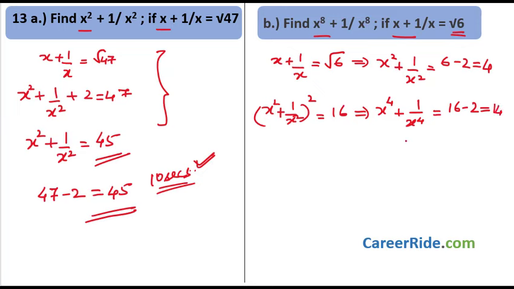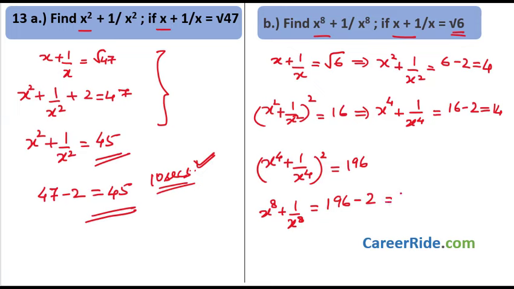But I have to reach where? I have to reach x to the power 8. So what would I do? I would square it once more, right? Let me square it. 14 square is 196, and what does the answer come out to be? x to the power 8 plus 1 upon x to the power 8 is equal to 196 minus 2, that is equal to 194, which is the answer to my question.